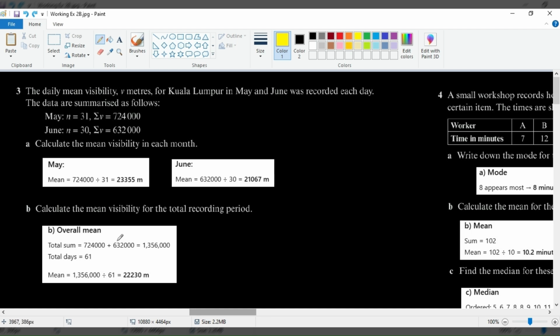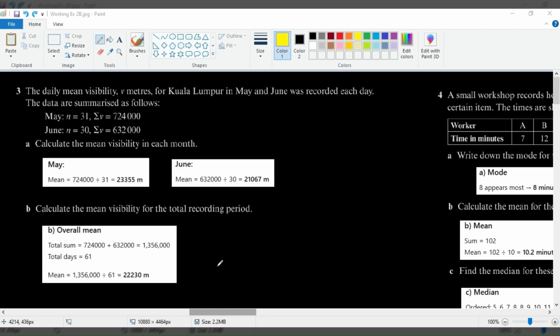It says overall mean. That means the total sum of 724,000 plus 632,000. When we add them together, we get 1,356,000. And the total number of days is going to be 30 plus 31, which is 61. So once we divide by 61, you get 22,230 meters. And that's all for question number 3.